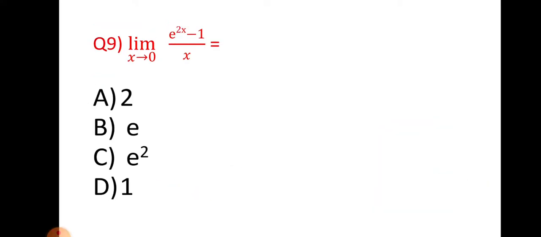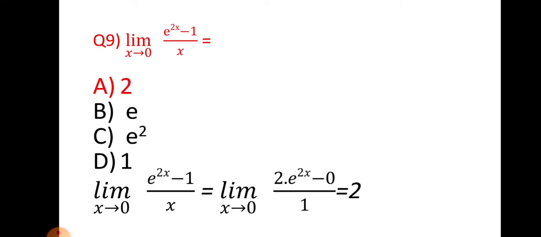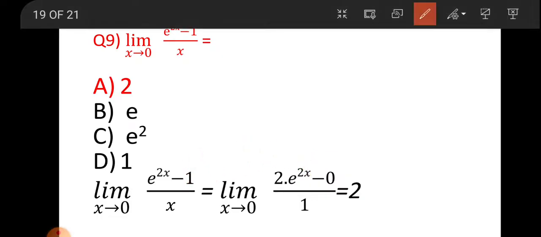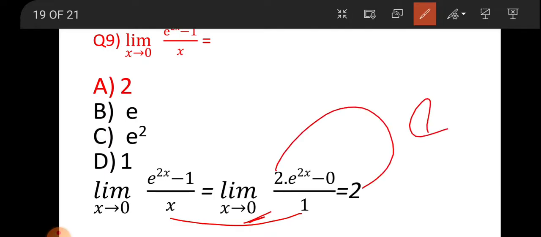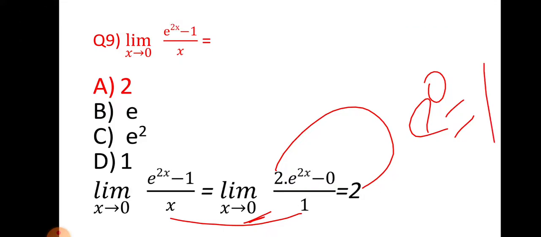Now let's move to question number 9. Limit x tends to 0, e to the power 2x minus 1 divided by x. In this case also we use the same logic. Derivative of e to the power 2x will be 2 dot e to the power 2x, derivative of 1 will be 0, and derivative of x will be 1. Now if we substitute x is equal to 0, we get 2 into e to the power 0, and we know that e to the power 0 is 1. So the final answer for this question will be 2.